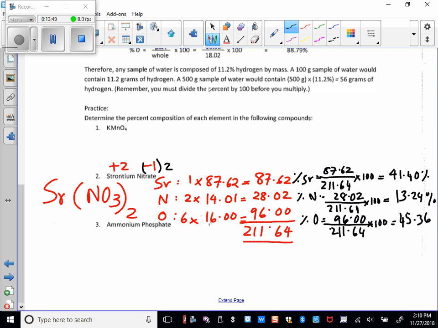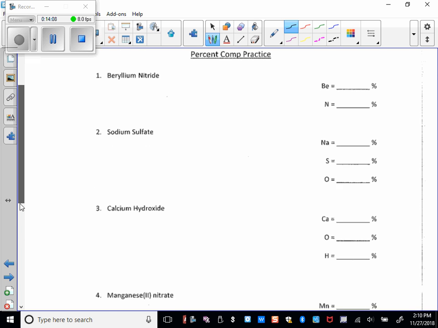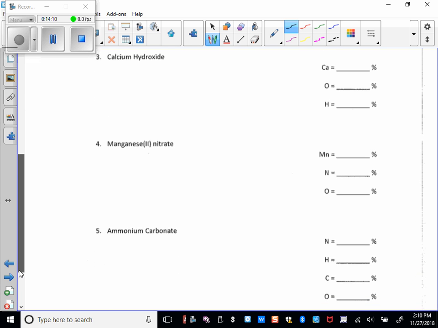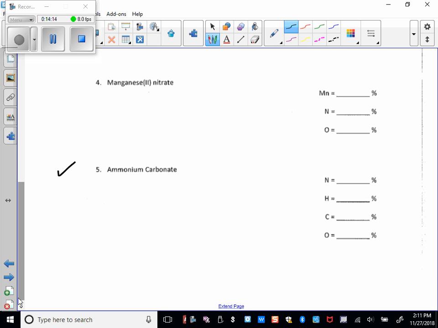45.36. What do all percentages add up to? 100. You can double check your work: if you add up all these percents, you should get close to 100. Are we good? So, can we do a problem? Can you do ammonium carbonate by yourself? Can everybody write the formula of ammonium carbonate and do it themselves? Yes. In class right now?